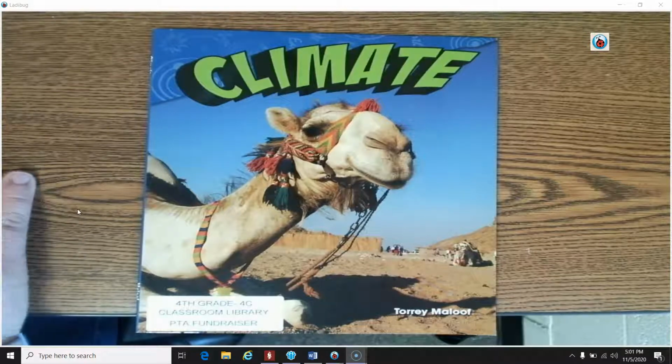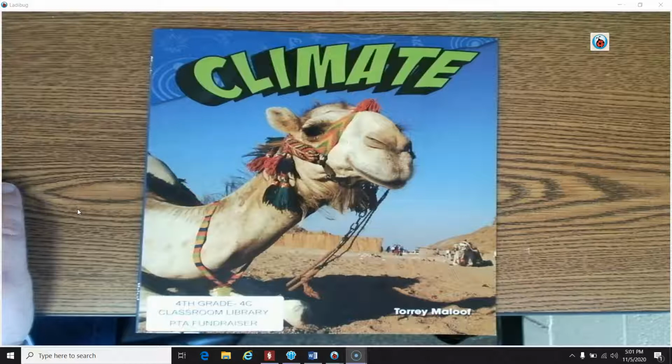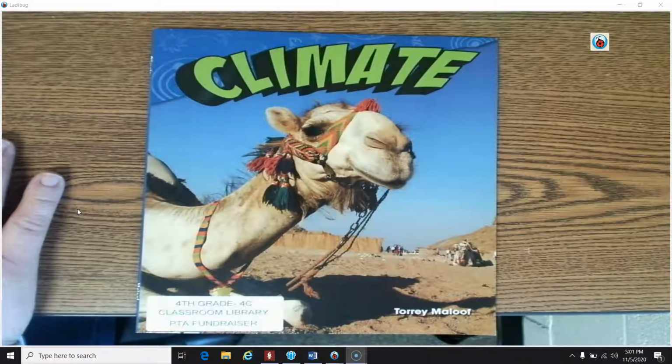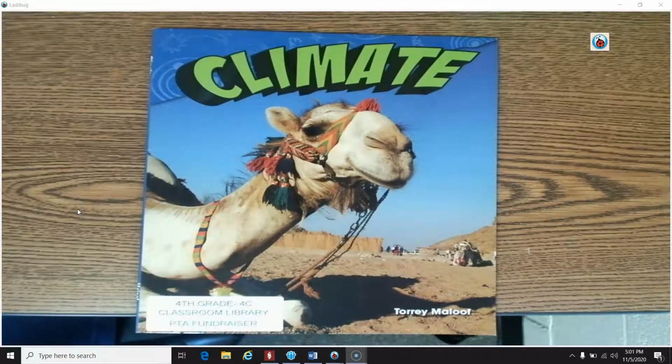But this one, I want to read to you because today we're going to talk about the differences between weather and climate. And we've been talking a little bit about weather this week. We've learned about the different weather instruments. We've learned a little bit about air pressure and atmospheric pressure and changes in weather. We're going to talk even more about this next week, but it's very important that you understand the differences between weather and climate, okay?